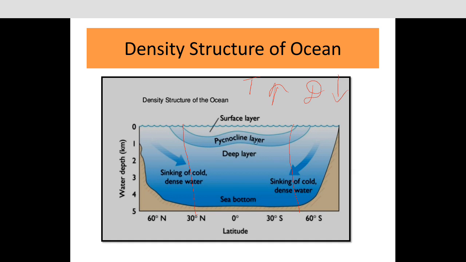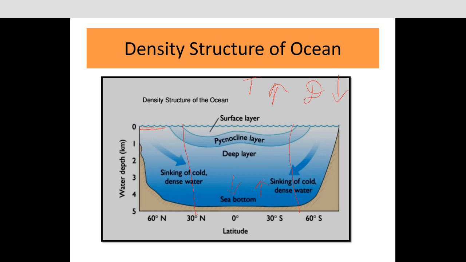Whereas here in this pycnocline layer, density suddenly increases because temperature decreases suddenly, so the density increases in this layer. And below this layer we can see that density is more because this is the deep layer. At the same time, in the polar region, between 40 to 60 degree latitude, because it's cold here, density is high from the top layer to the bottom. It's even from top to bottom, and the temperature is low.